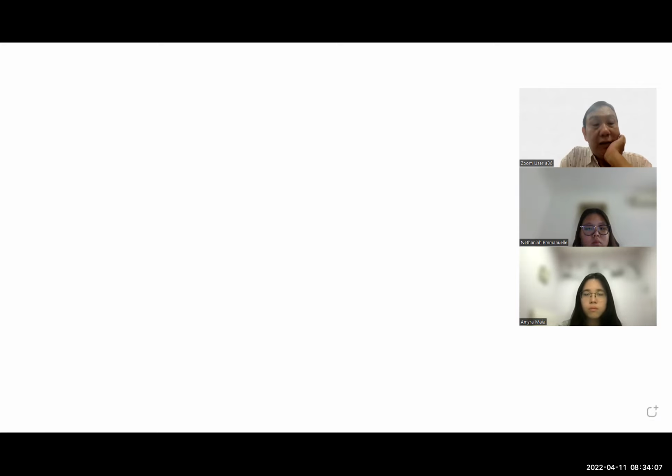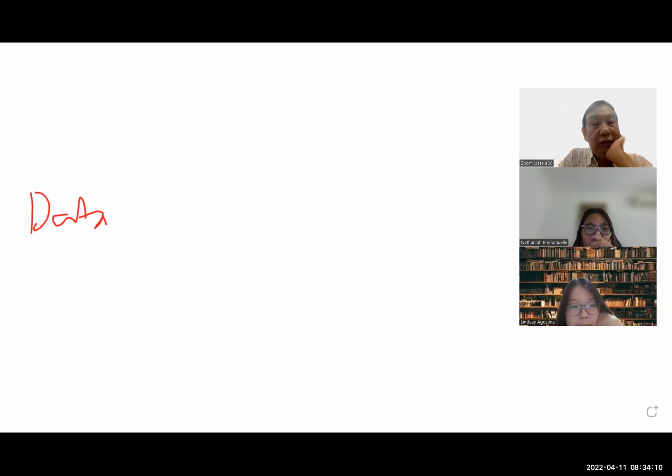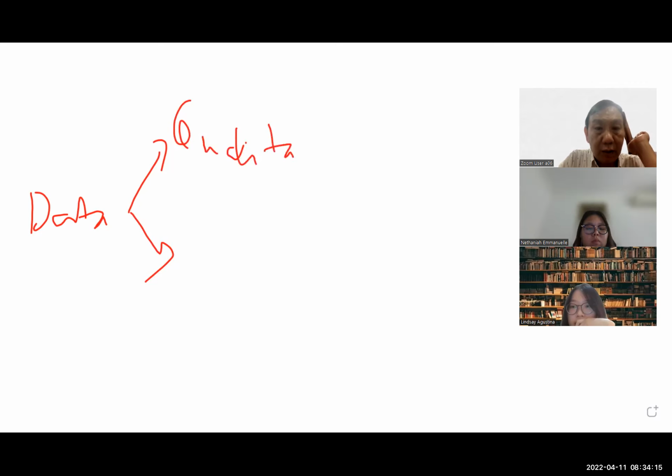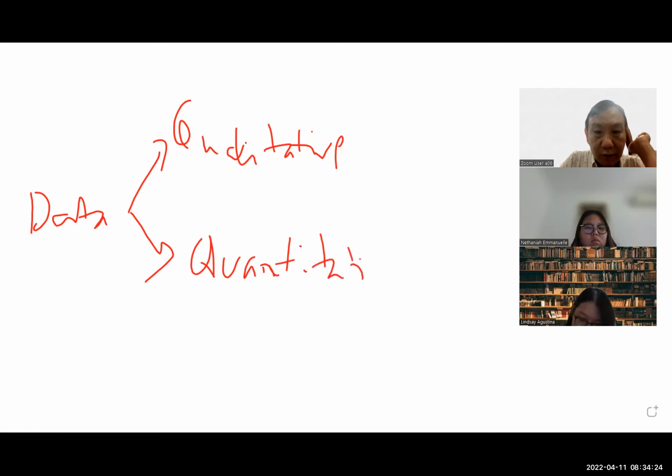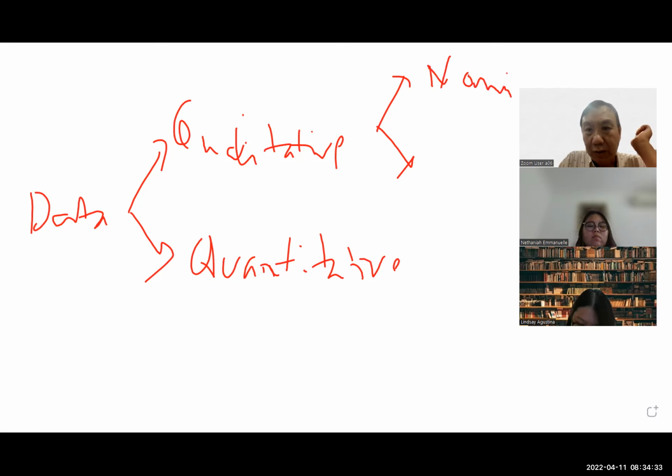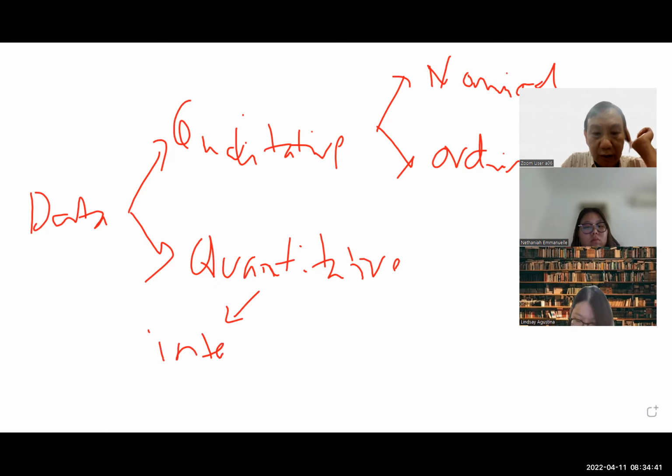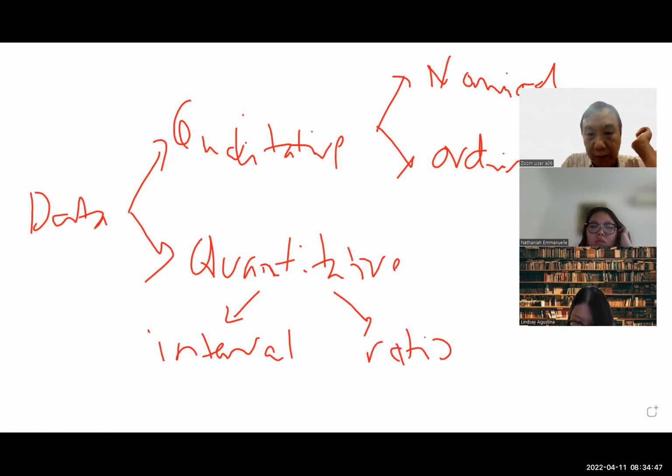Okay, so our data consists of qualitative and quantitative. Qualitative data means you have nominal or ordinal. In quantitative, you have either interval or ratio type.